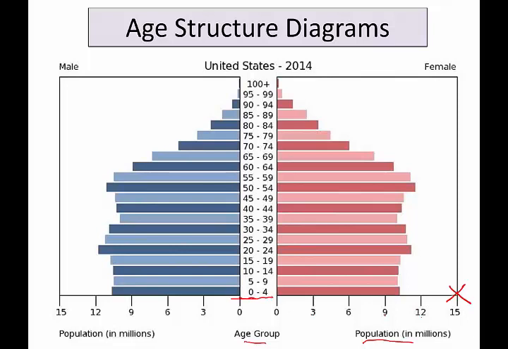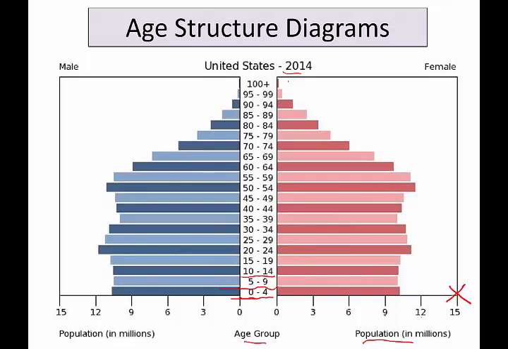So this is the 0 to 4. This next one is the 5 to 9, and so on. On the right, you can see the females, and on the left, you can see the males. And this is for the U.S. in the year 2014.